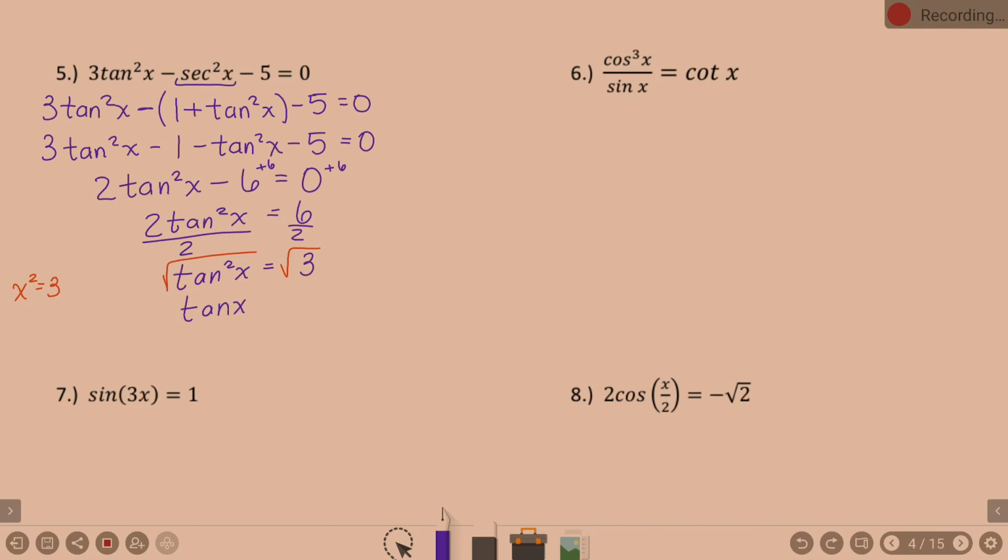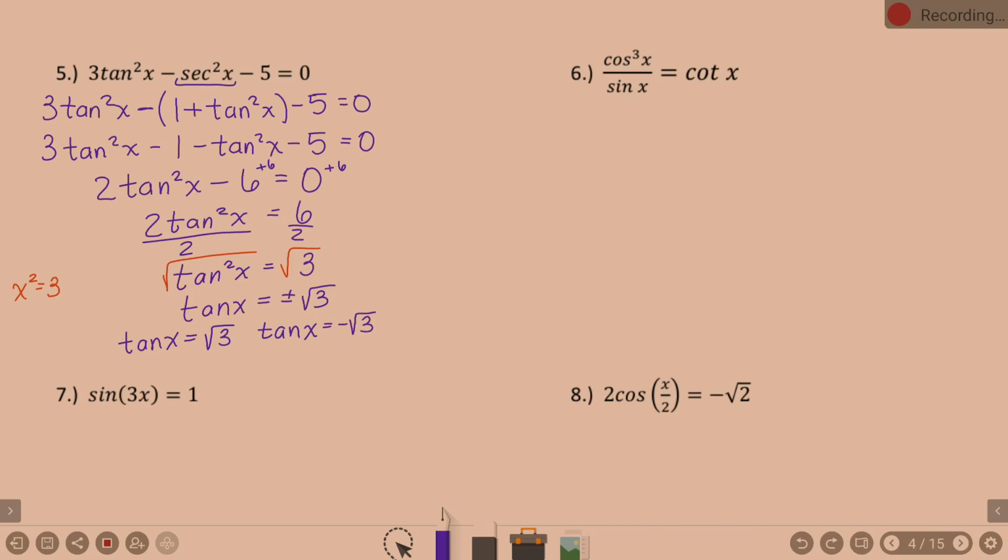What's the square root of 3? Square root of 3. In an equation setting? Plus or minus. Plus or minus square root of 3? So technically, we have 2 equations to solve here, yes? Technically, you are solving when does tangent x equal positive square root of 3, and when does tangent x equal negative square root of 3.